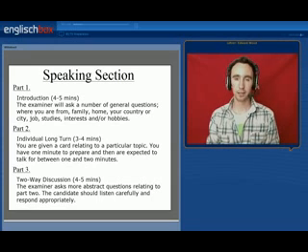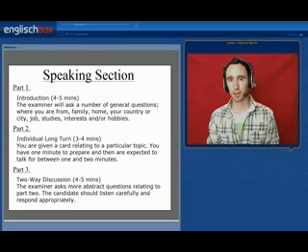Part 2 is the individual long turn. Here you are given a card on a particular topic and you are expected to talk about this topic for between 1 and 2 minutes without interruption. On the card you normally have a breakdown of 3 different points that have to be covered, and you have a minute to prepare.